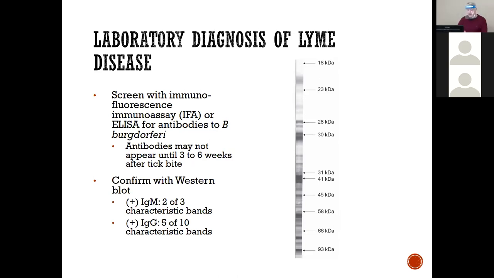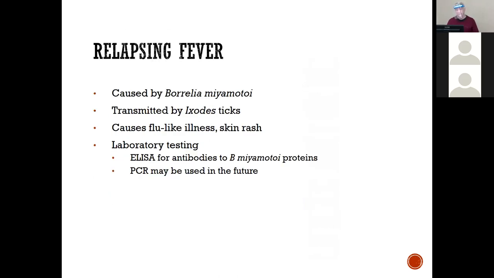So I think the takeaway here in our closing moments is to know that we need two of the three IgM bands. And again, those are what numbers? 23, 39, and 41, we think. We're going to double check that 39 and see if that's 31 or 39. And then 5 of the 10 IgG bands are considered positive. Okay, so that's key. That would be a test question I would write. I like that test question: how many bands and which bands of IgM for Lyme disease? All right.